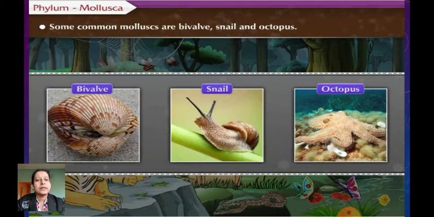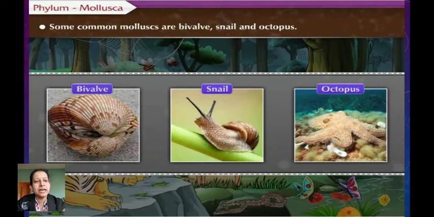Fine. Then the common examples of these mollusks are bivalve. Bivalve means nothing but you might have heard about shimplia, or you have eaten them. Since there are two covers for it, two shells above and below, therefore it is called bivalve. Then second is snail, and third is octopus.